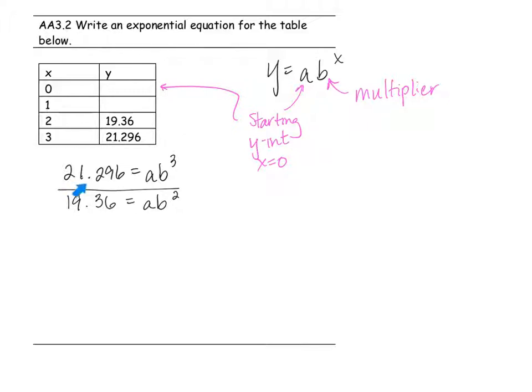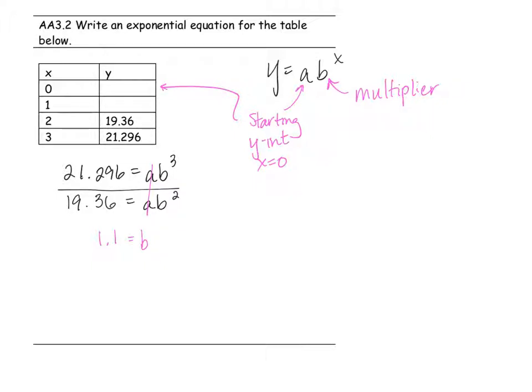When I take these two and divide those two equations, this is why we needed the laws of exponents, I take b to the third over b to the second, which gives me b to the first, or just b. Then I take a calculator and divide 21.296 by 19.36, and I get 1.1. In this case, that's just our multiplier. If our values were a little bit further apart, I would need to take some kind of root. Like if they were 4 apart, I would take a 4th root. But in this case, this just gives me my multiplier.